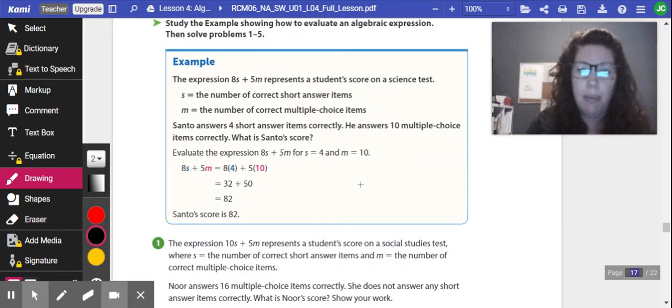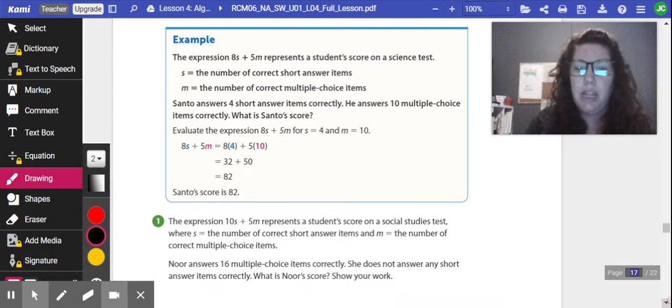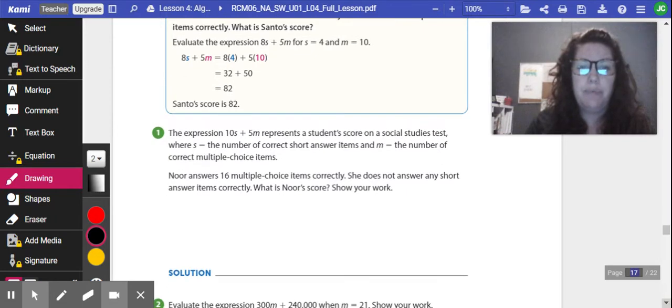Okay, so I'm on page 79. And they give you an example of solving for the variable s and m here. But let's go ahead and do number 1 together. The expression 10s plus 5m represents a student's score on a social studies test, where s equals the number of short answer items and m equals the number of correct multiple choice items. Nor answers 16 multiple choice items correctly. She does not answer any short answer items correctly. What is Nor's score? Okay, so let's go ahead and underline the important information here.